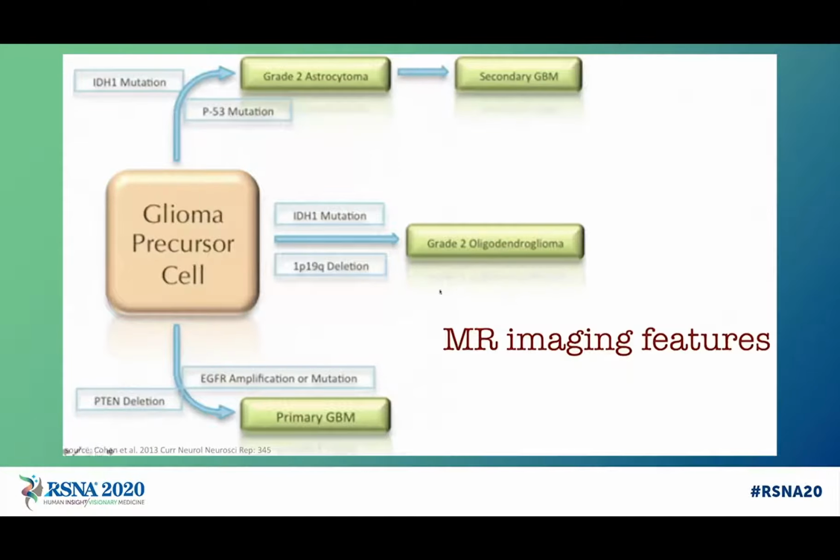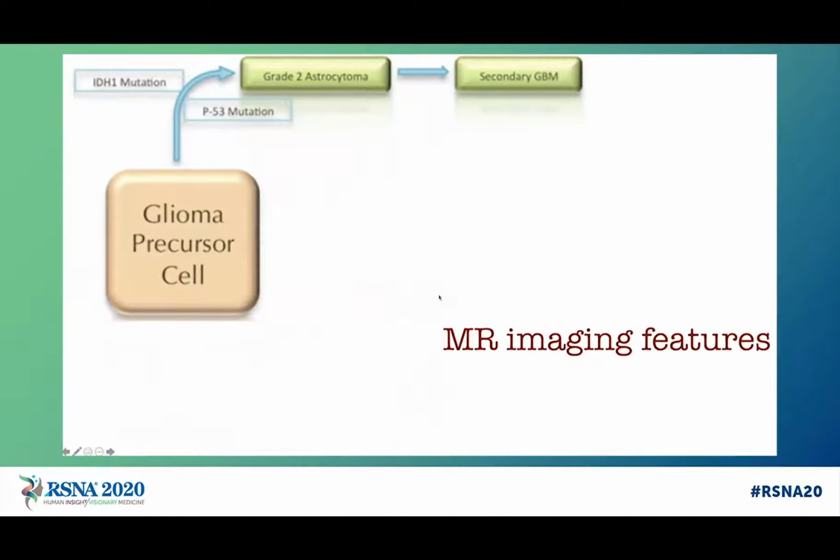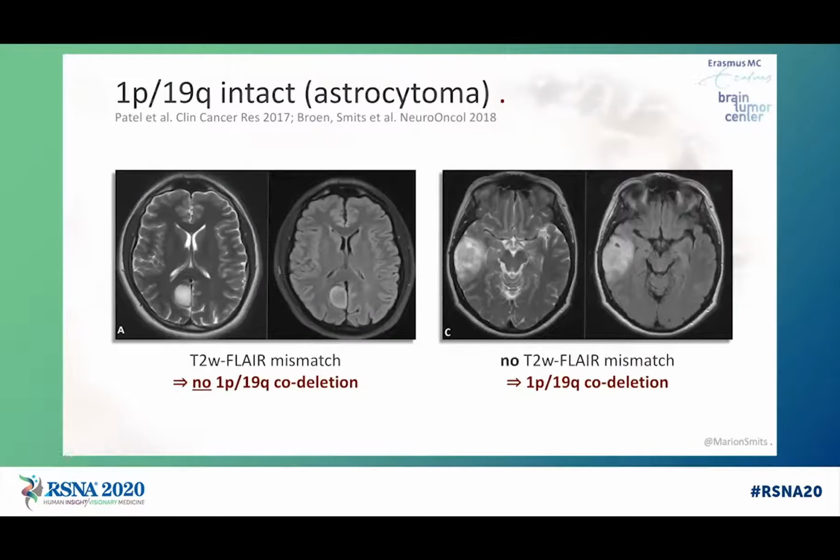So let's move to the IDH mutated astrocytoma. So here we talk about the 1p19q intact tumors, so the astrocytomas, and another helpful sign here to distinguish these from the 1p19q co-deleted tumors is the T2-FLAIR mismatch sign. So this is shown here on the left, where the tumor is very bright on T2 weighted imaging, and there is a signal loss on the FLAIR weighted image or the FLAIR imaging with only a hyperintense rim.